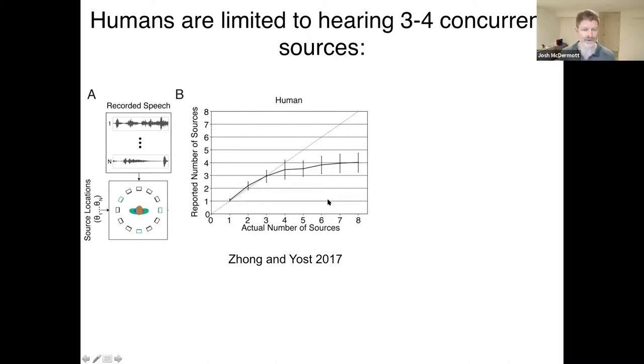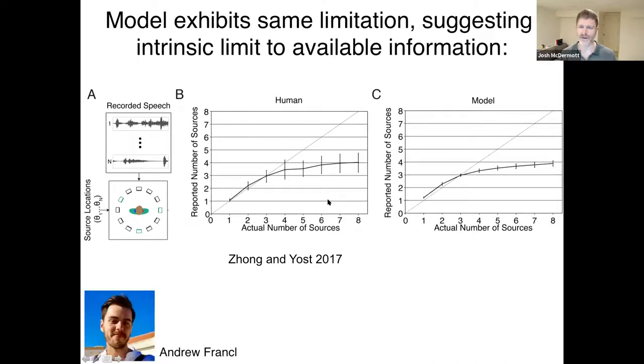And you might think that maybe there's some human-specific cognitive constraint that limits that, like maybe people can only attend to like 3 things or something. It's really unclear. But the really striking result is that Andrew ran his model on the same experiment, and you get a very, very similar result. So the model, just like humans, can really only localize up to maybe 3 or 4 things.